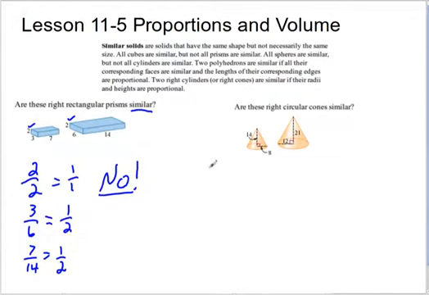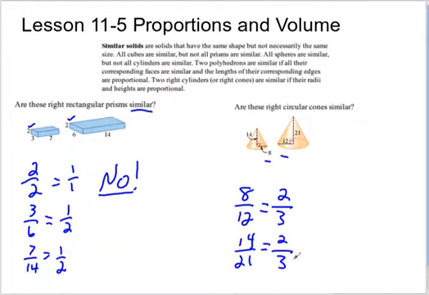Over here, the radii in the cone is 8 to 12, and the heights are 14 to 21. So let's simplify these. Let's use 4. 4 goes into 8 2 times. 4 goes into 12 3 times. 7 goes into 14 twice, and 7 goes into 21 3 times. Look at that. They're the same. So are these two similar? And the answer there is yes, they are similar.